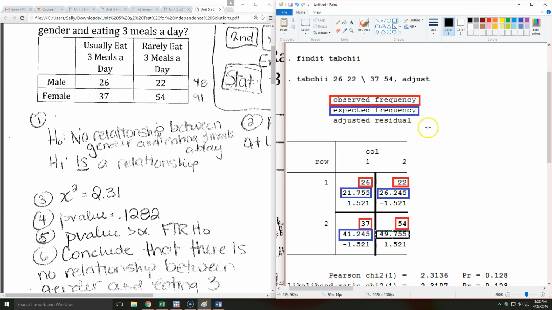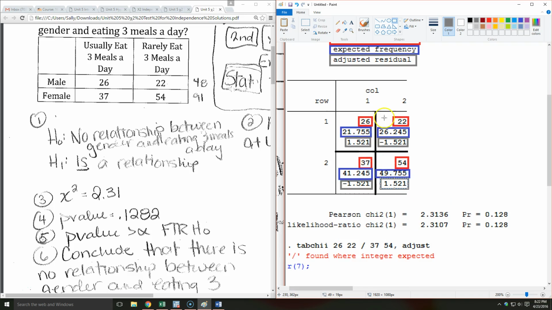The adjusted residual then tells you, based on the sample size, how much of a big deal this difference is. So the adjusted residual is what we interpreted on that number line that we had here previously. So that's understanding this output table.